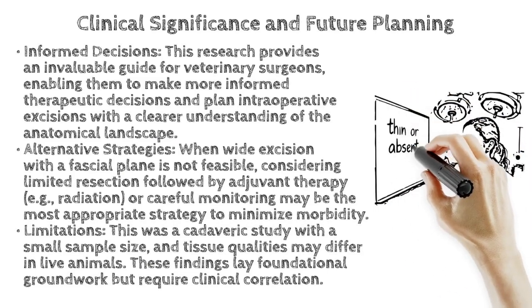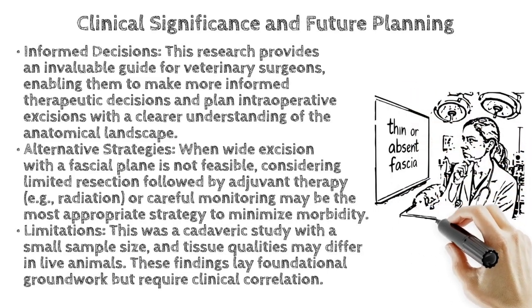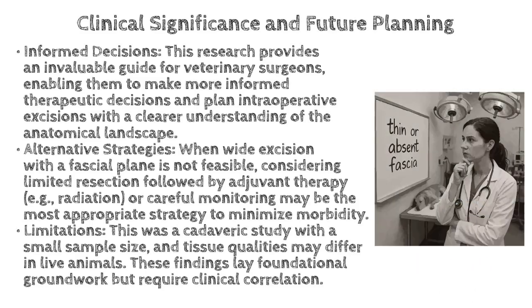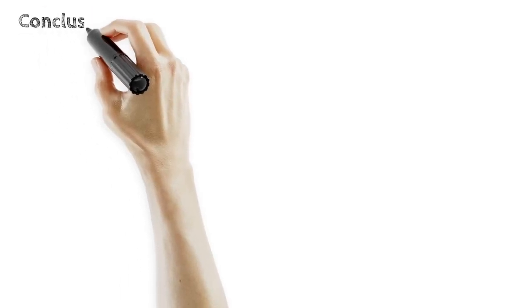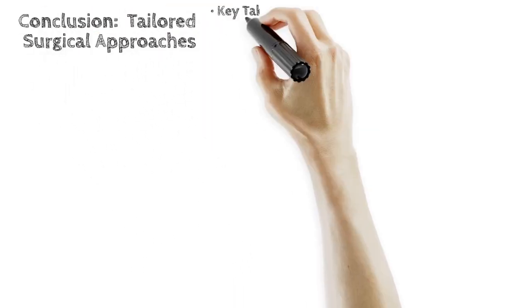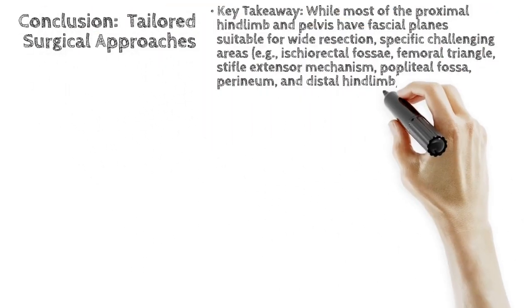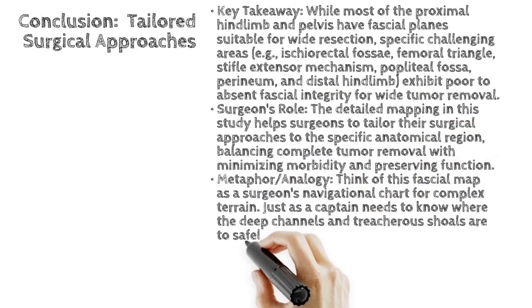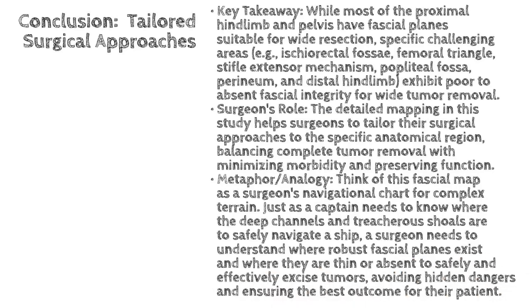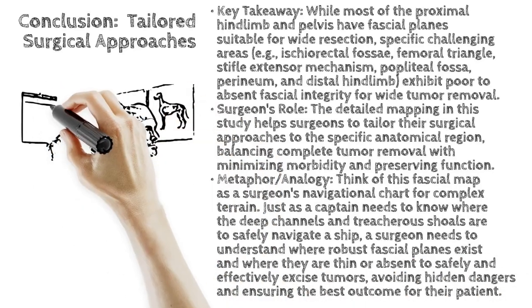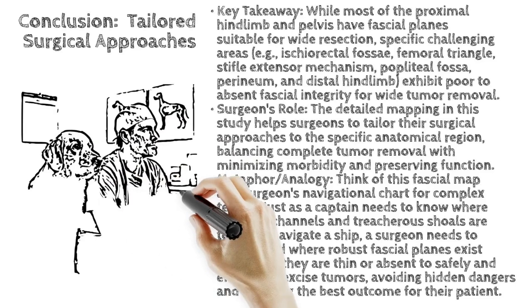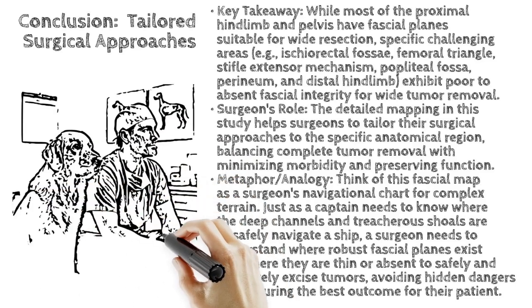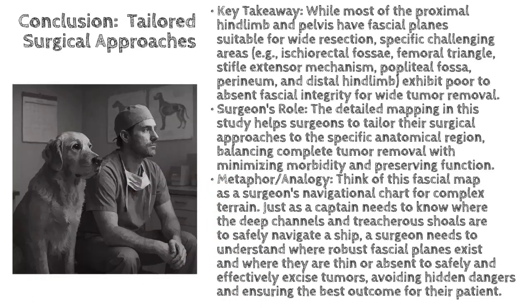Absolutely. While it's possible to resect many fascial sheets and even some muscles with limited long-term issues, the surgeon must always weigh the impact of tissue removal on the dog's future function and risk of chronic pain, especially when dealing with load-bearing structures like the extensor mechanism. This research provides an invaluable guide, allowing surgeons to make more informed therapeutic decisions and to plan intraoperative excisions with a clearer understanding of the anatomical landscape. Ultimately, the best approach might sometimes be a more limited resection followed by alternative therapies, rather than risking a highly morbid surgery with an uncertain outcome.